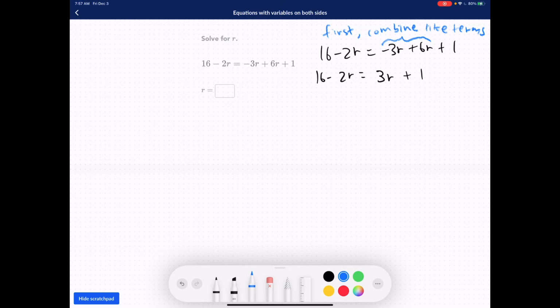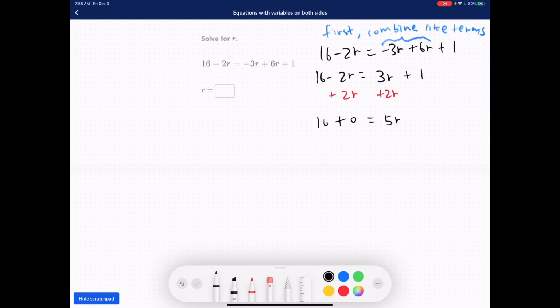So now we have 3r here, and now it's just the same usual problem. I want to get rid of this negative 2r because I just don't like working with negative numbers. You don't have to. I can subtract 3r from both sides. It really doesn't matter as long as I do it to both sides. So I'm going to go right here, 2r plus 2r, right? And so 16 minus 2r, or negative 2r plus 2r is 0, is equal to 3r plus 2r is 5r.